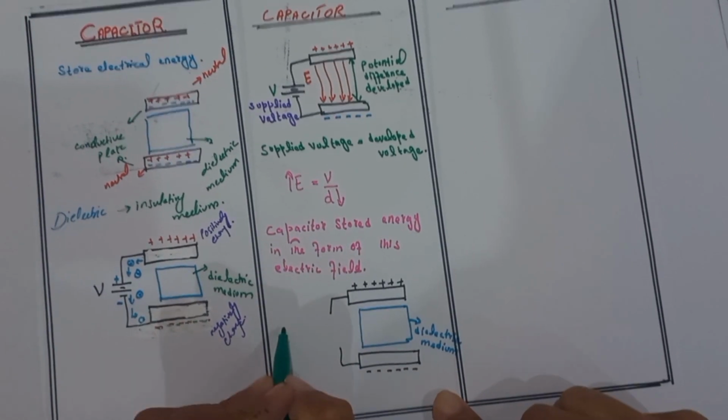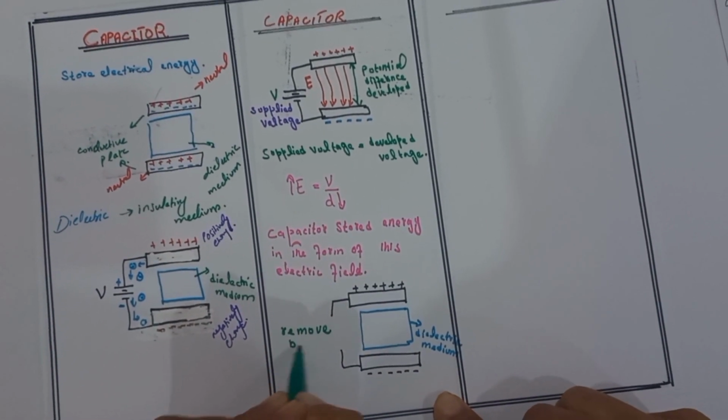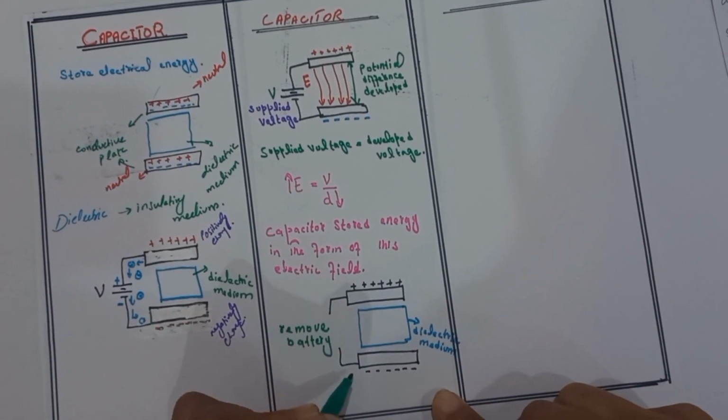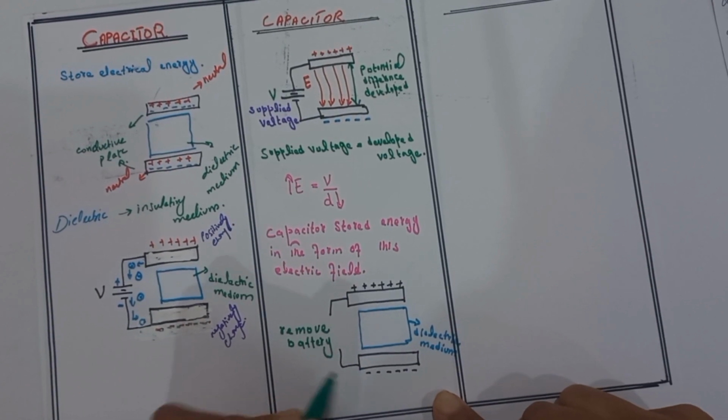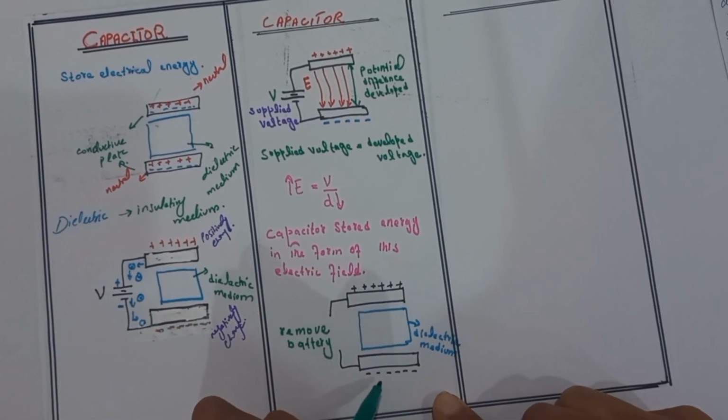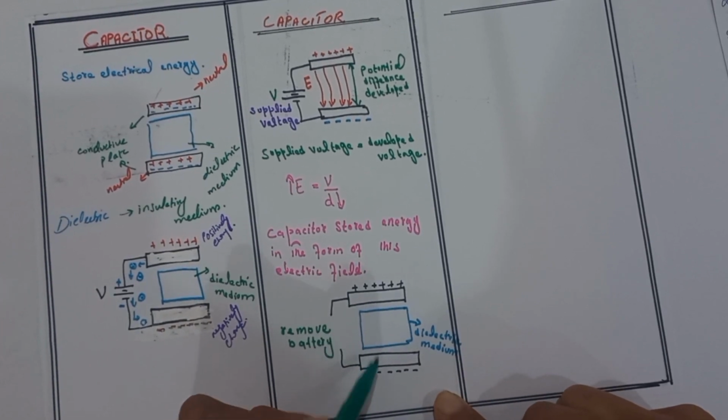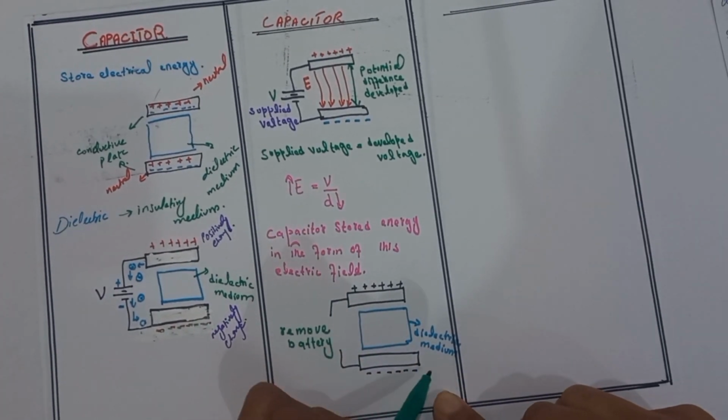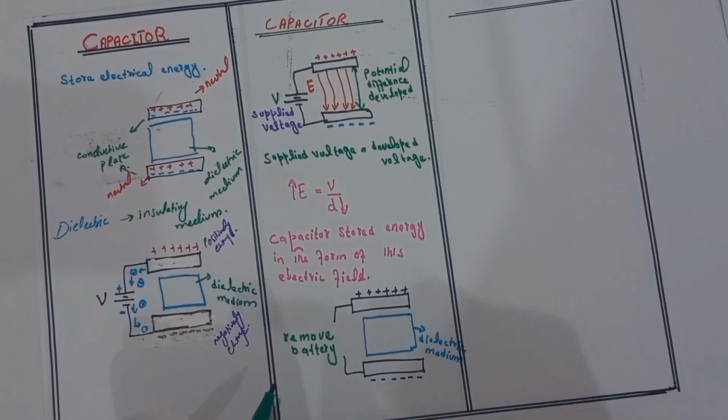Now even if we remove the battery from this conducting plate, the developed charges remain as they are. Unless a conductive path is applied to this capacitor, the charges developed across the two plates will remain as they are when we remove the battery.